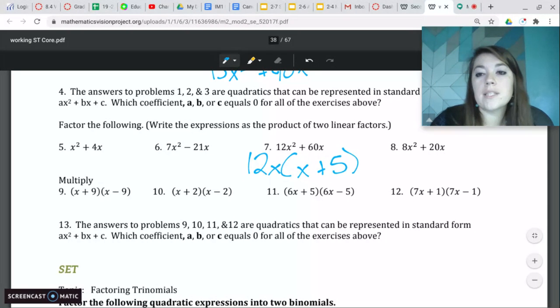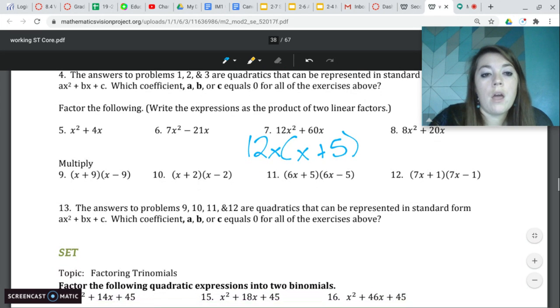You need to find out what's the greatest common factor, remember when we worked on that, that can go into both of the sets of numbers. That goes to the outside, and then you divide your problem to figure out what's left over to go inside the parentheses. For 9 through 12, we are using FOIL. So we're going to multiply these to find our solution.